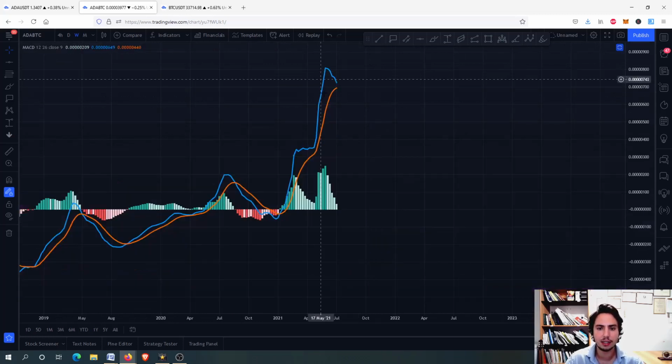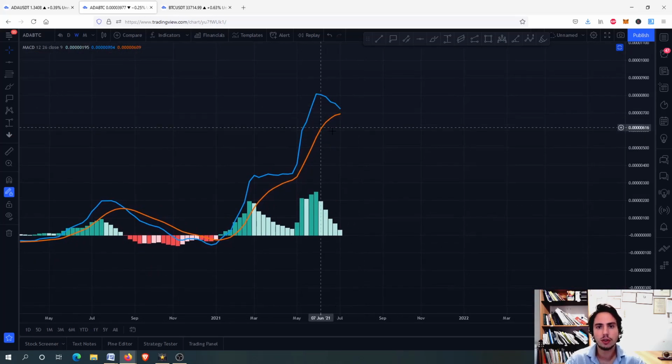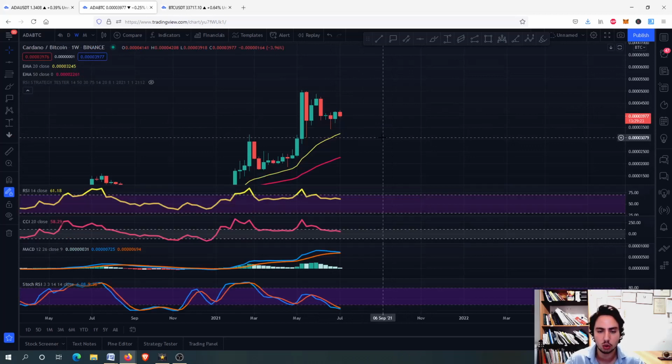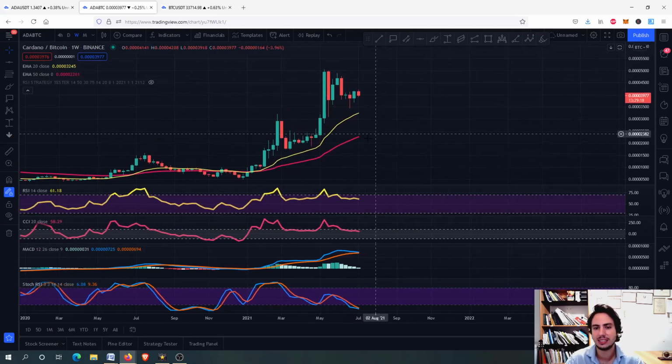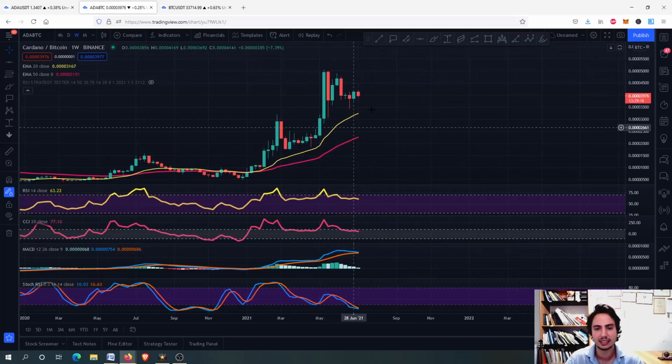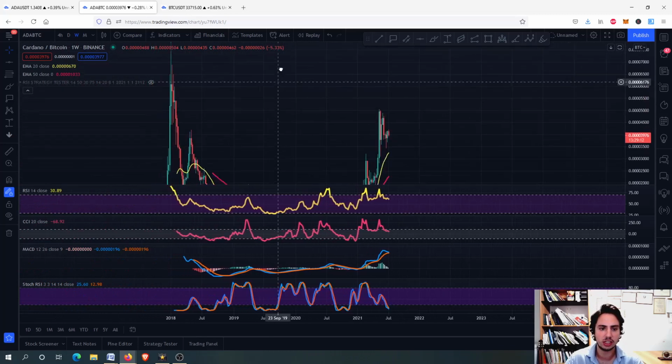On the MACD, on the ADA Bitcoin chart, we don't have a bearish cross yet. Although on the ADA USDT chart, we do have one. And of course you can see that the 20-day MA on the weekly frame is still above the MA, that's for sure, guys. And we want to see if eventually we can have another run upwards, okay?